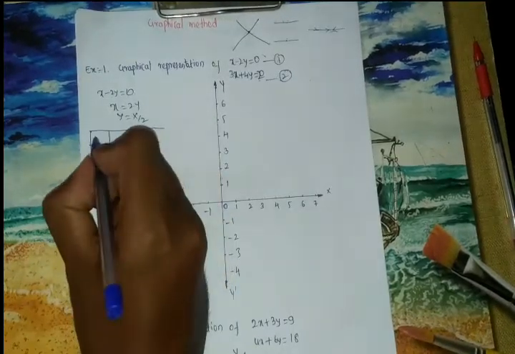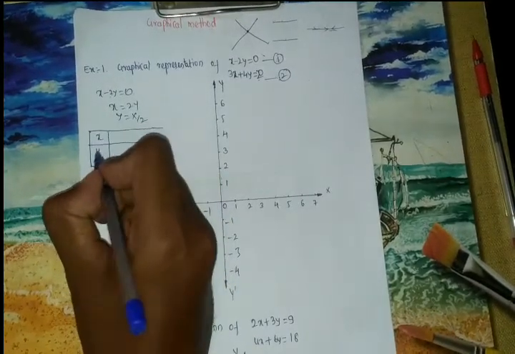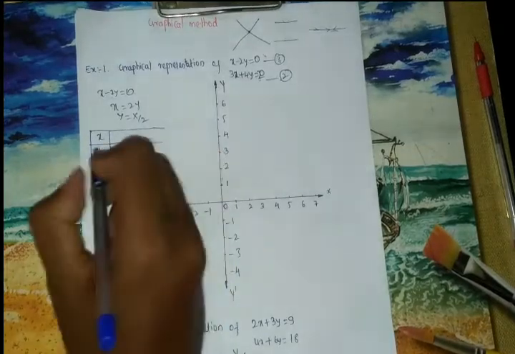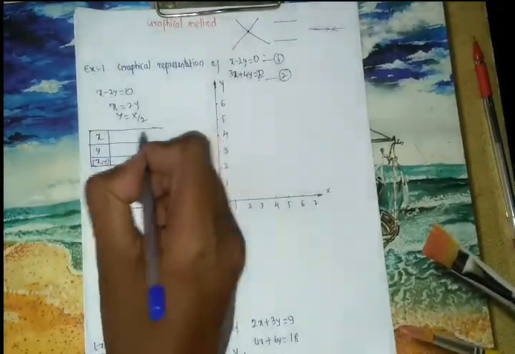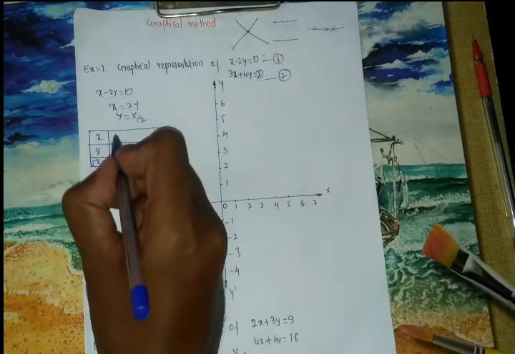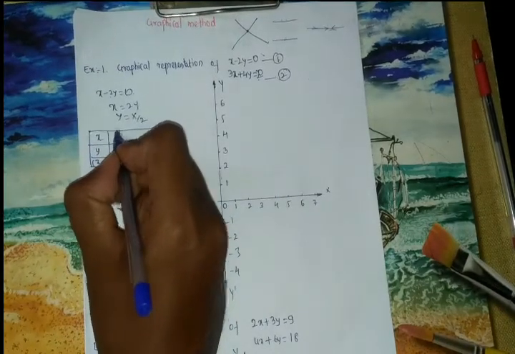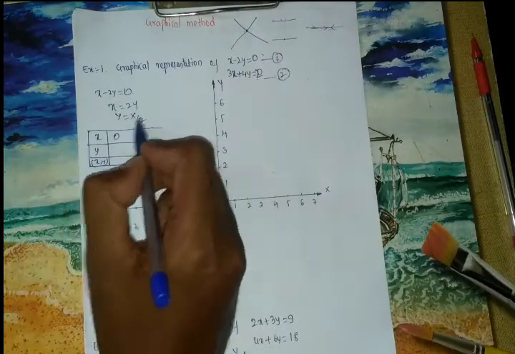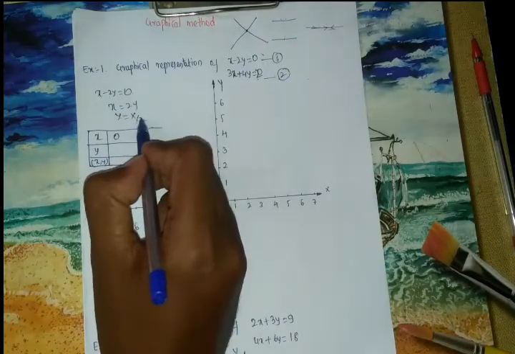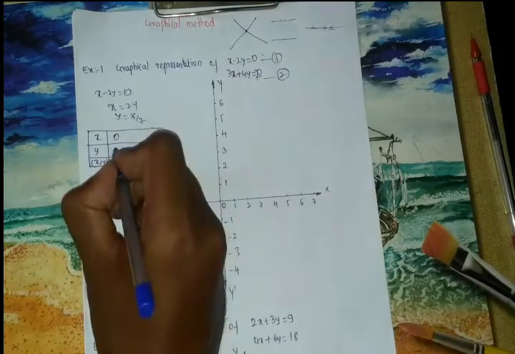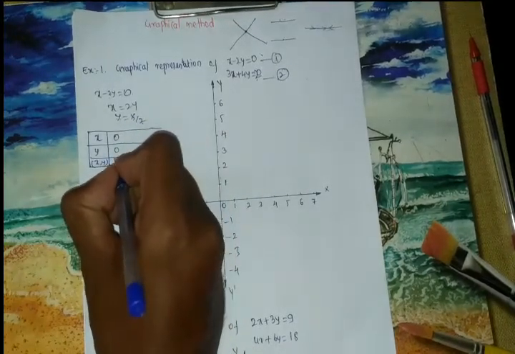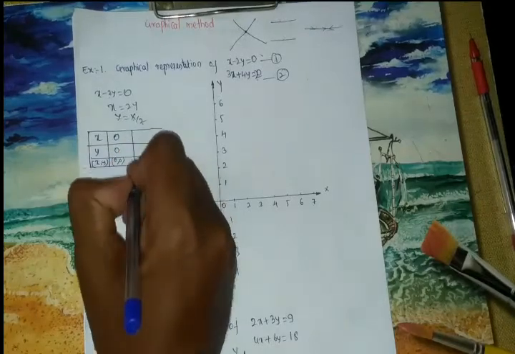So one column will denote x, another will denote y, and the third will denote x and y. Let me put the value of x as 0 here. When I put the value of x as 0, what do I get for y? When I put 0, 0 by 2, it will be 0. So (x, y) will be 0 comma 0.